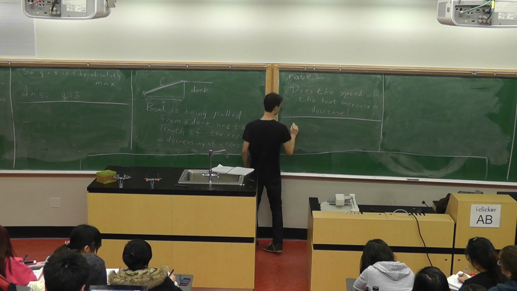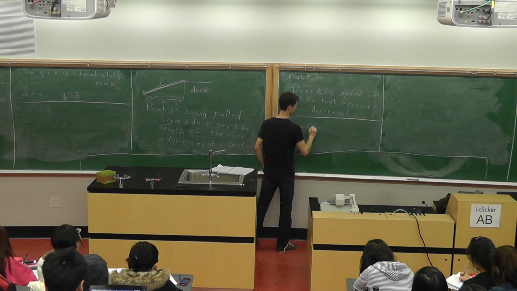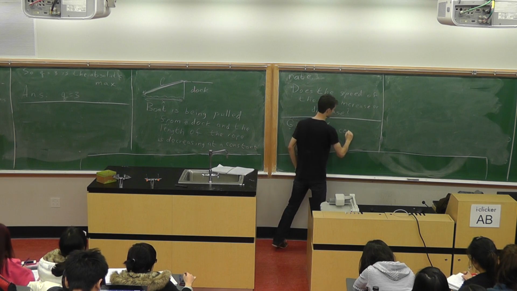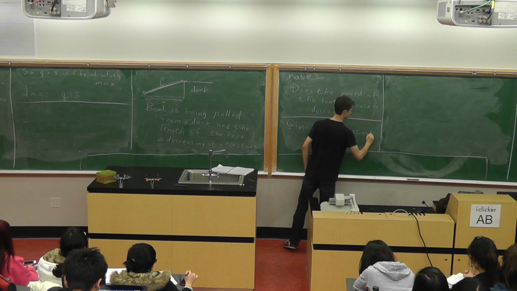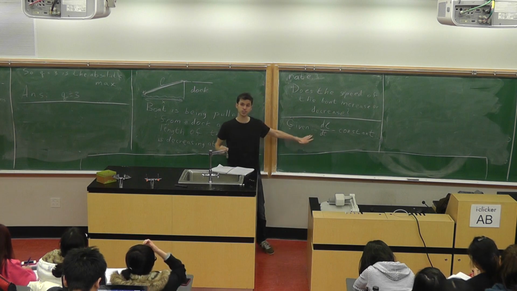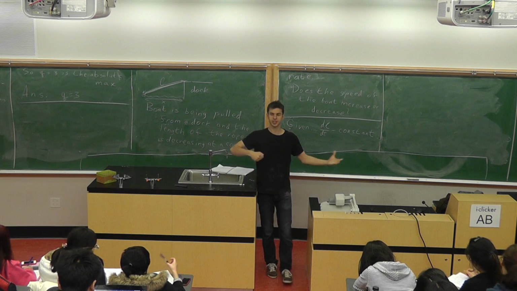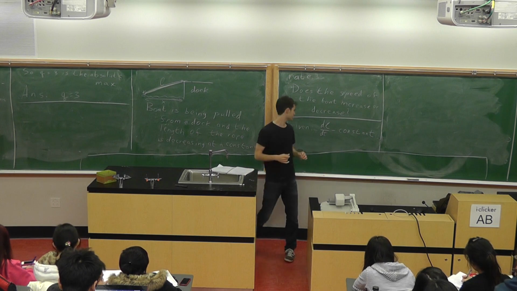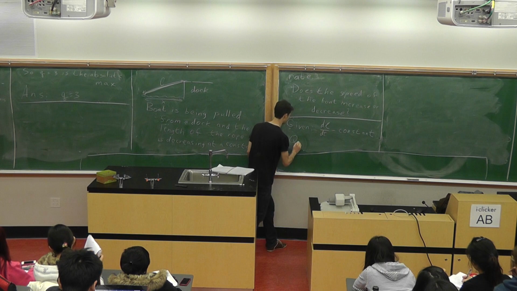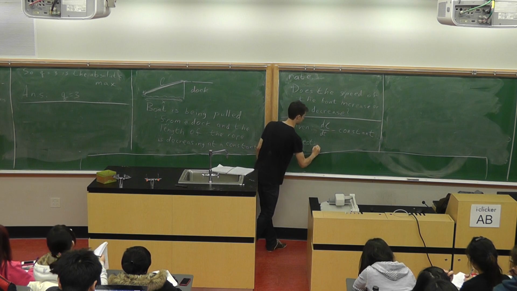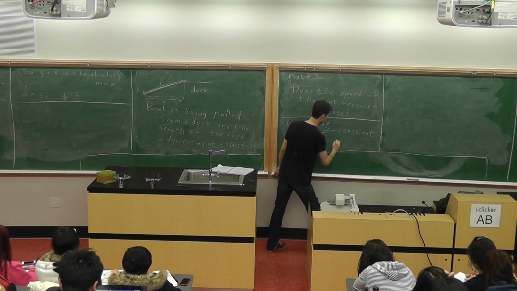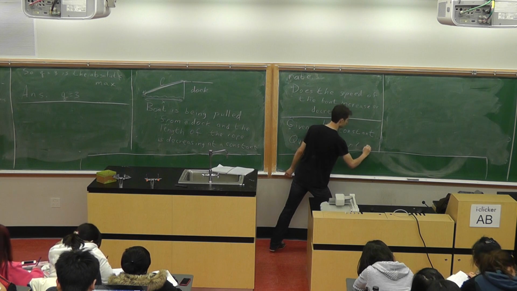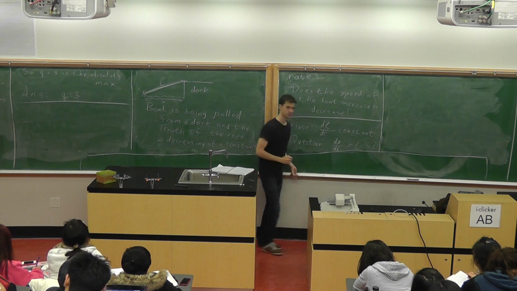Well, we are given that dL/dt is constant. That's given. We are pulling the rope at a constant rate, say 1 meter per second, something like this. Question: what happens to dx/dt? Does it increase or decrease?